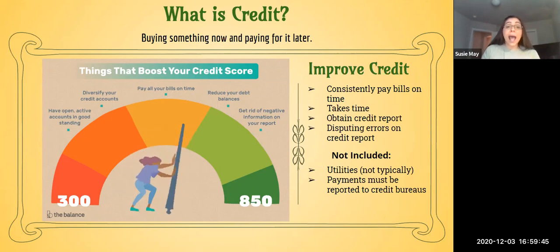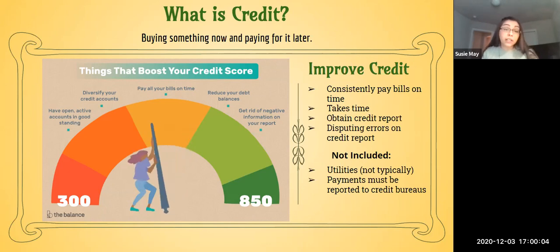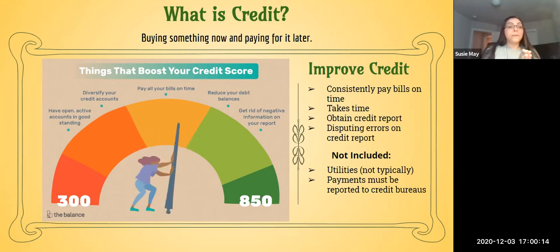So if you already have not so good credit, a way to improve it is, first of all, get your credit report, see what's going on, dispute any errors on that credit report, and then your score could possibly go up from that. So things that aren't included on your credit score: utilities are typically not included, and all payments, doesn't matter what you're paying into, but if it is going to go towards your credit score, it has to be reported to credit bureaus.